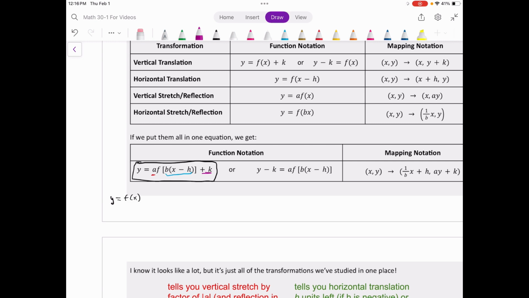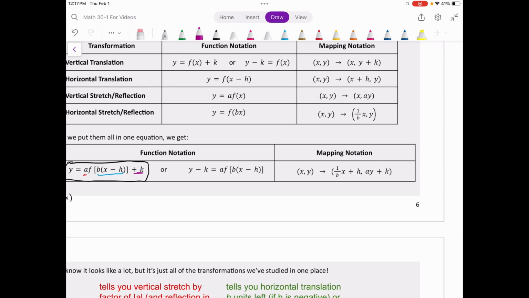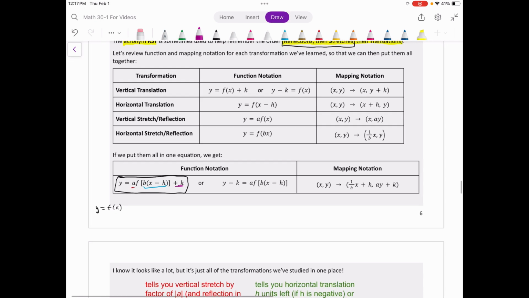Okay. In mapping notation, same thing. Notice this is just taking all of these and putting them into one big thing. Subtract h from x, multiply by b for function notation. Then multiply f of x by a and add k to f of x. It's just doing all of them at once.